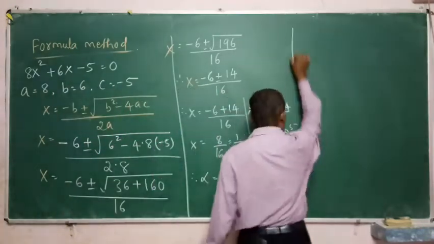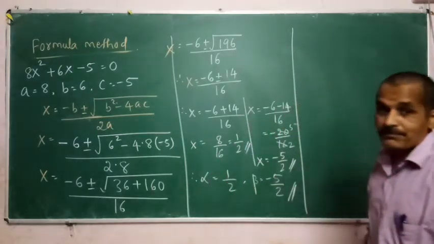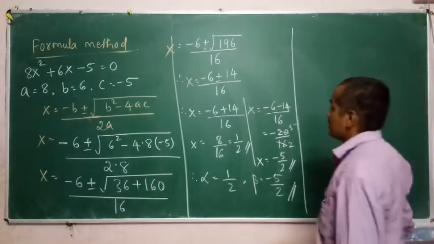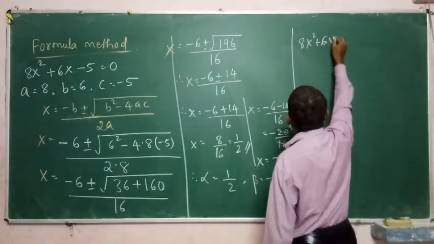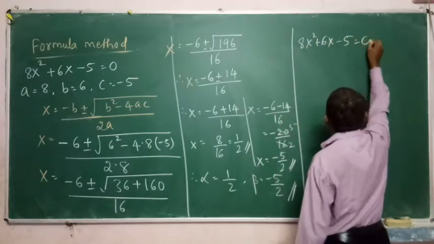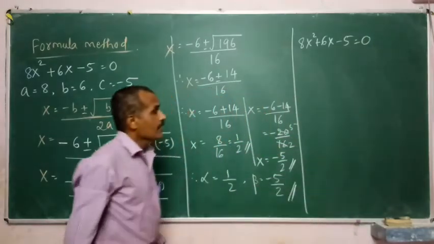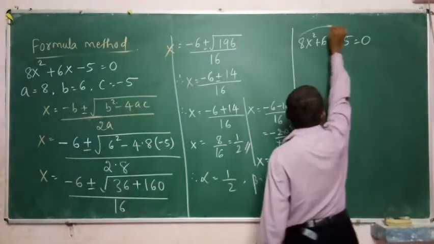Now, let me solve the same problem by which method? Factorization. Come on. 8x square plus 6x minus 5 is equal to 0. Okay, if you multiply, you should get 40.